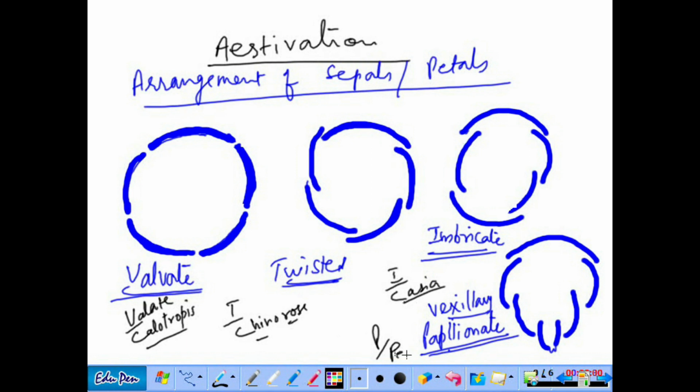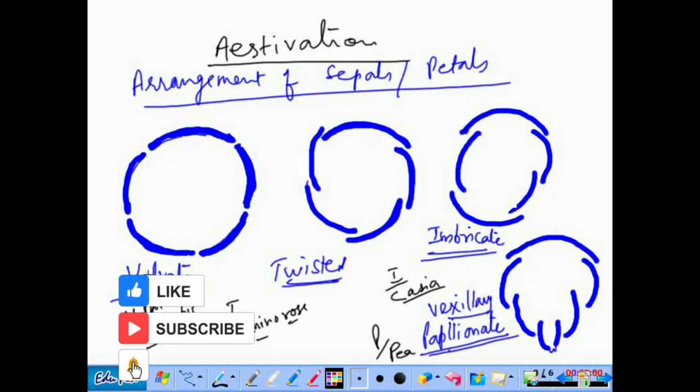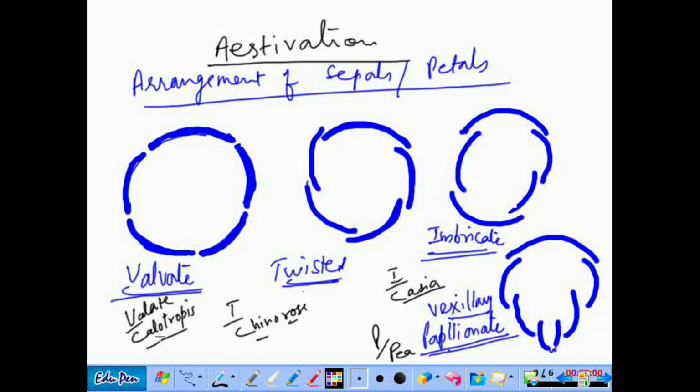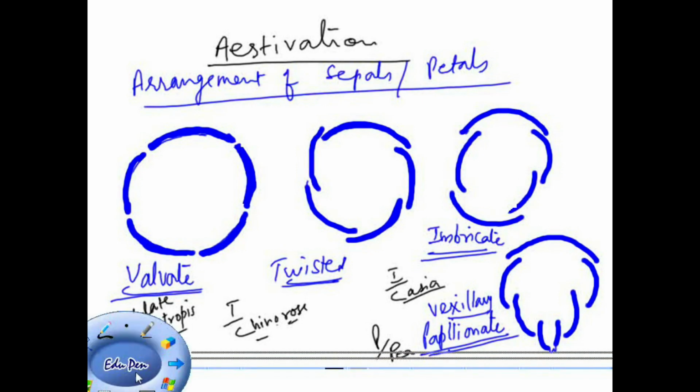P for papilionaceae, and P for P, मटर. मटर का अरेंजमेंट ऐसे होता है. I think clear to you? समझिए. There are very otherwise complications जो हमें समझ नहीं आएगा, इसलिए इस टाइप से आपने लर्न करना. VC, TC, IC, CC: C for Calotropis, C for China rose, C for Acacia, and P for P. I think clear to all of you?